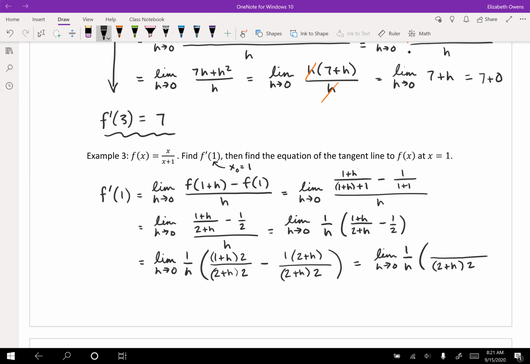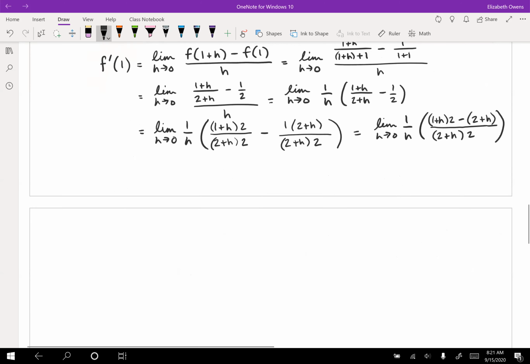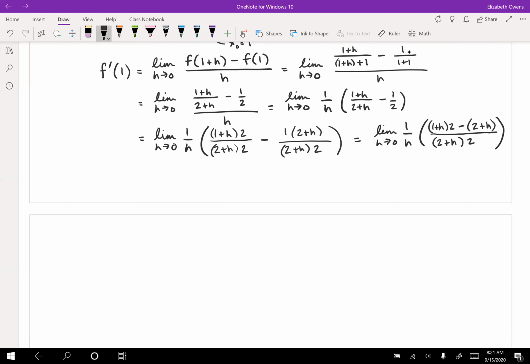Okay, and up in the numerator we have 1 plus h times 2 minus just 2 plus h there, times 1 isn't going to do anything. All right, so that's where we're at right now. Let's rewrite that down here.